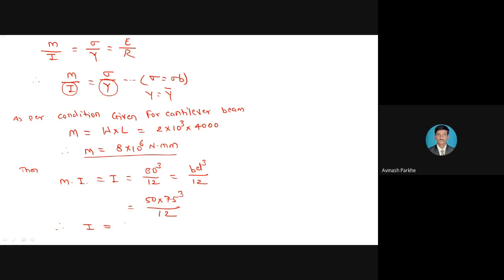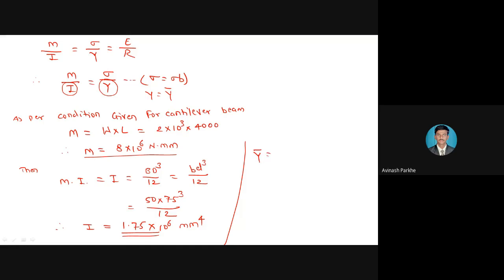What is the moment of inertia? 1.75 into 10 raised to 6. The unit you have to write down is mm raised to 4. Unit of moment of inertia is mm raised to 4. So I is calculated now.